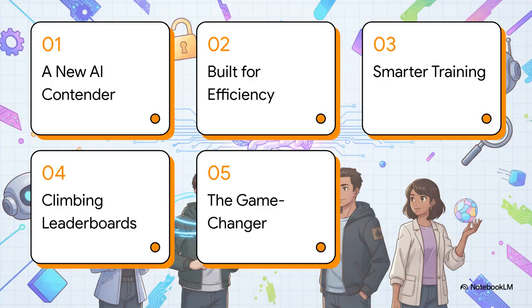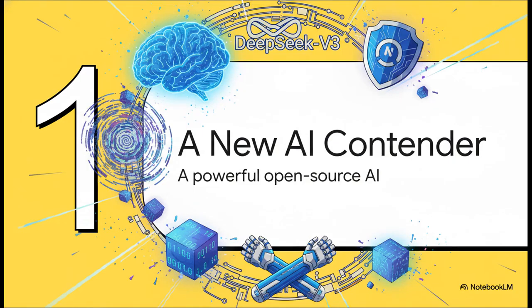So you have to be asking, how on earth did they pull this off? Well, in this explainer, we're going to break it all down. We'll start by seeing where DeepSeek V3 fits into the whole AI arena. Then we'll unpack its incredibly clever design and the smart techniques they use to train it. After that, we'll see if all that efficiency actually holds up on the leaderboards. And finally, we'll connect all the dots to really understand why this is such a massive game changer for the entire open source community. Let's get to it.